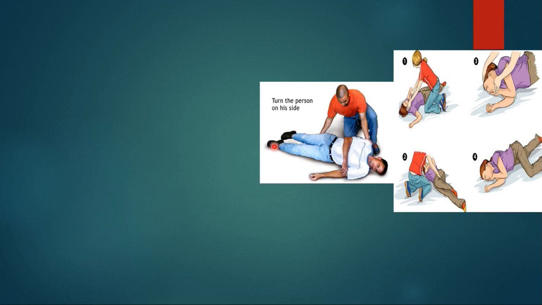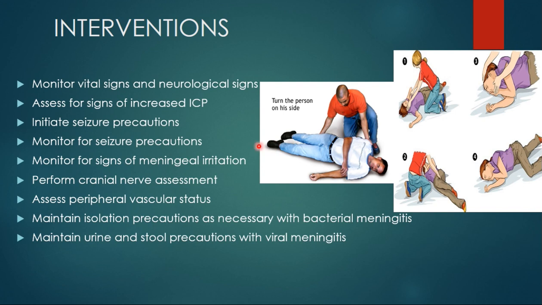Next we will discuss the interventions, what you have to do for that. First of all, monitor the vital signs and the neurological signs. Assess for signs of increased intracranial pressure. Initiate seizure precautions. Monitor for signs of meningeal irritation. You can check it by the Kernig sign and the Brudzinski sign. Perform cranial nerve assessment. Assess the peripheral vascular status.